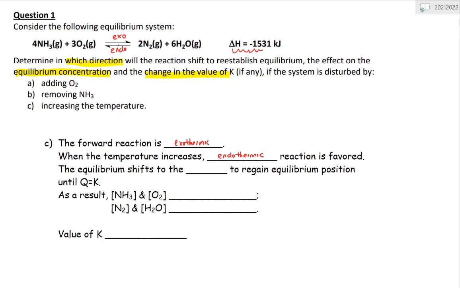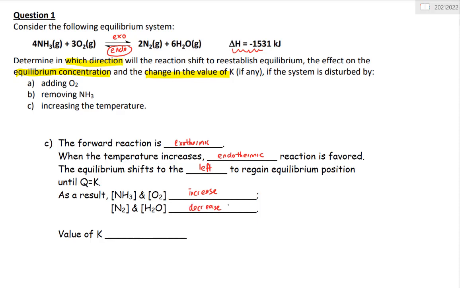Why left? If you look at this equation, endothermic refers to the reverse reaction, in which the equilibrium will shift to the left. So equilibrium shifts to the left to regain equilibrium positions until Q equals K. As a result of this equilibrium shift, the concentrations of NH3 and O2 increase, and at the same time, concentrations of N2 and H2O decrease.